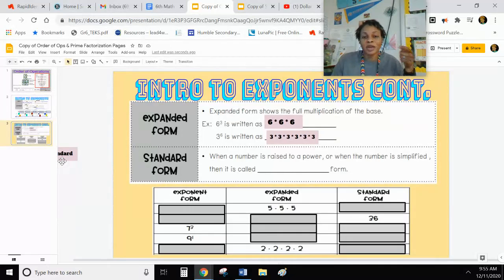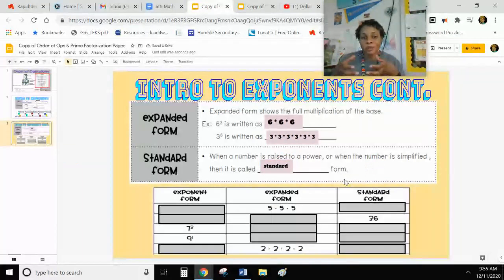Standard form, when a number is raised to a power or when the number is simplified, then it's called standard form. So what you're going to see when you're doing order of operations, you're going to see it in standard form. And anytime you're going to solve it, you're going to write it out in expanded form to be able to get your product. So you're going to come in and you're going to do these problems below. It's going across in rows.